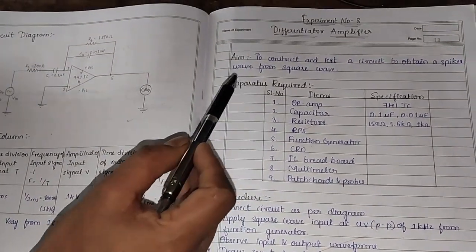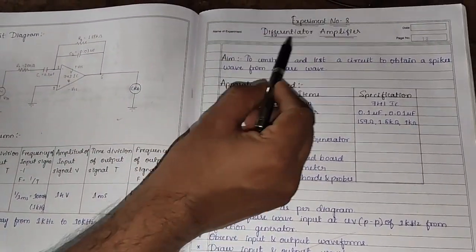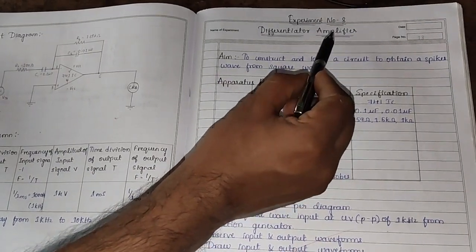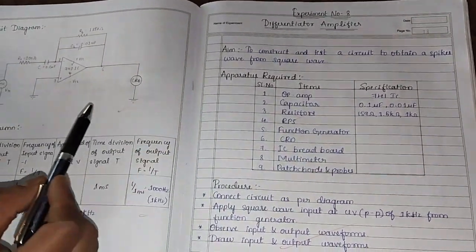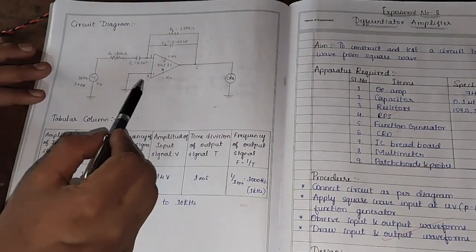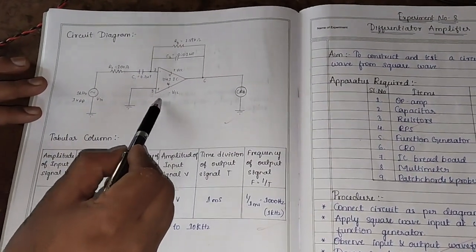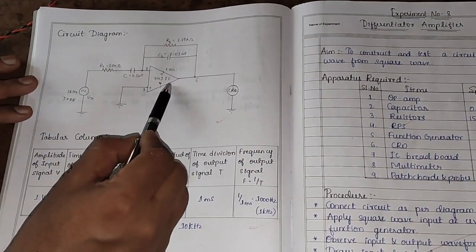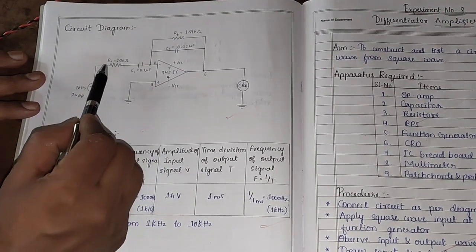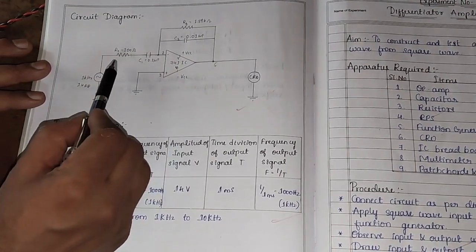In this video, I will explain about a differentiator amplifier using op-amp 741. This is the circuit diagram of the differentiator. It consists of op-amp IC 741. At the input, we have connected a capacitor and a resistor.